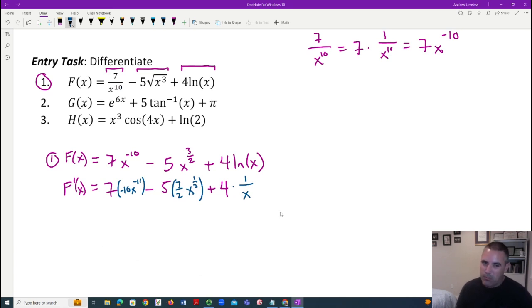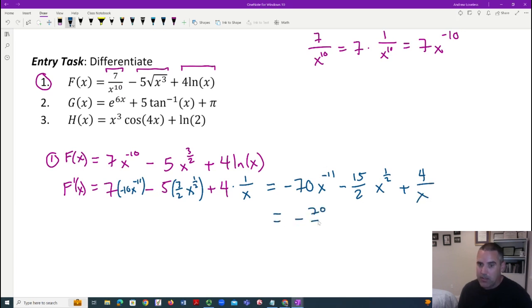Now, you can do that in one step and clean it up. Sometimes I say, if you're going to do more, then maybe you want to become an algebra student again and write it in a prettier way. That's a matter of taste, how you want to write it. I personally, if I was doing this problem, might rewrite it as 70 over x to the 11 minus 15/2 square root of x plus 4 over x. But that's just a matter of taste. So there we go. Let's go to the next one.